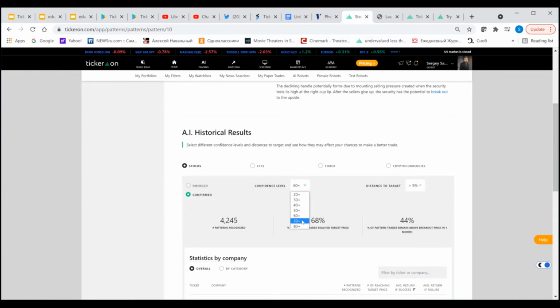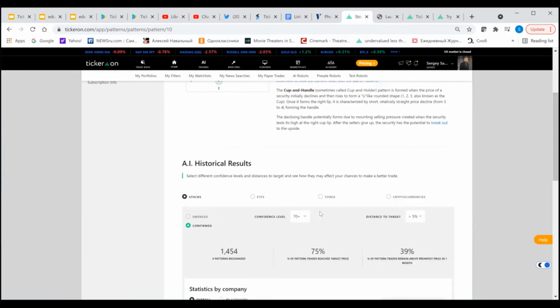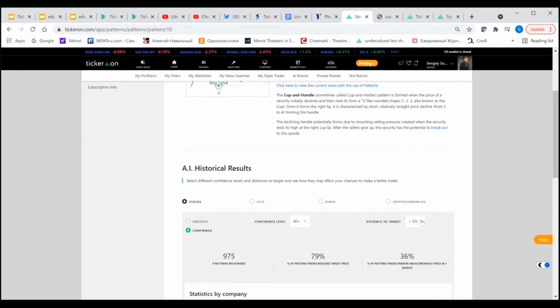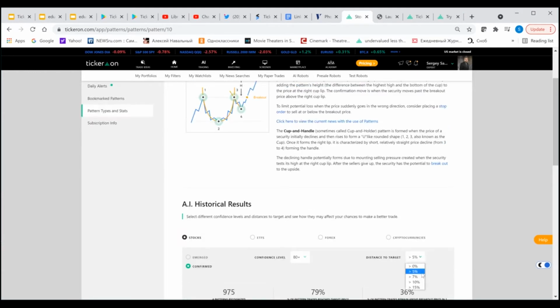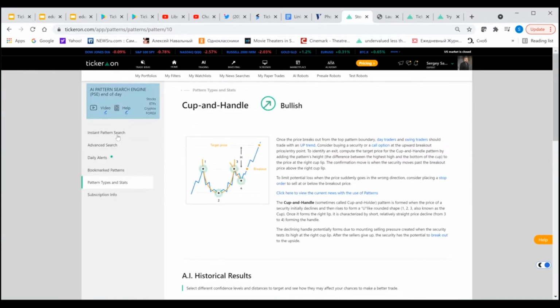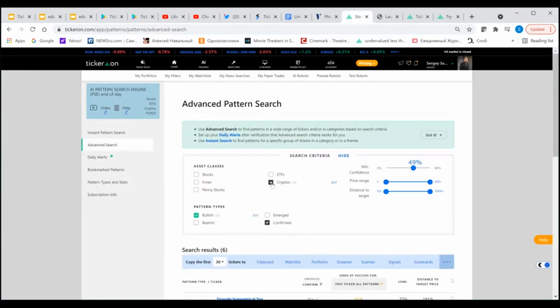If we wait for 70% confidence, the number of patterns drops from 4,000 to 1,400, and then you see how many of them get to the target price. With 80% confidence, there are even fewer patterns, which means you have to wait, but the probability of success goes up. The same statistics apply for a different distance to target, say 7%, and the patterns are even fewer.